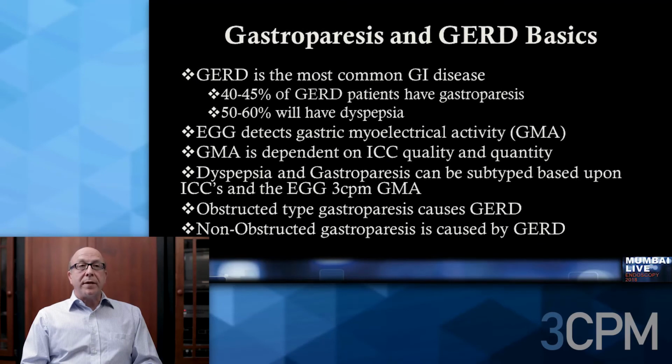Let's talk about some of the basics about gastroparesis as well as reflux disease that becomes important to see how electrogastrography fits in. First of all, GERD, or reflux disease, is probably the most common gastrointestinal disease that we treat. Approximately 40 to 45% of reflux patients have a concomitant gastroparesis, and about 50 to 60% will not have gastroparesis, but just have some dyspepsia. What electrogastrography does is it helps to detect the gastric myoelectrical activity in these patients.